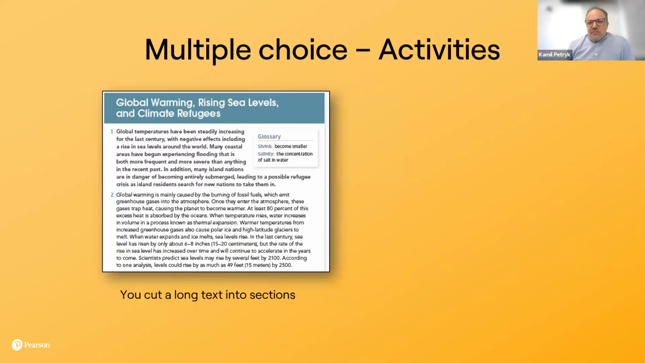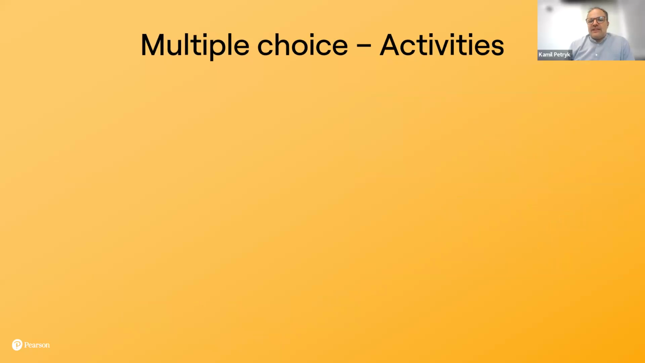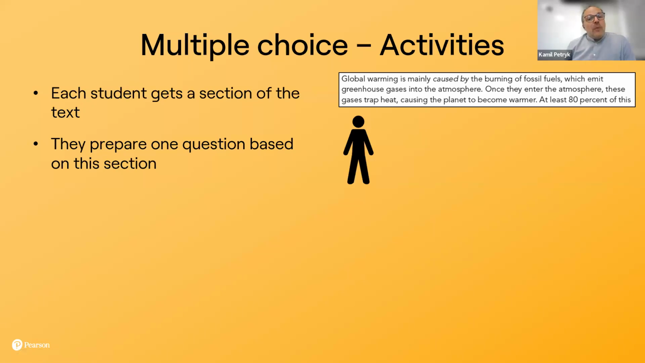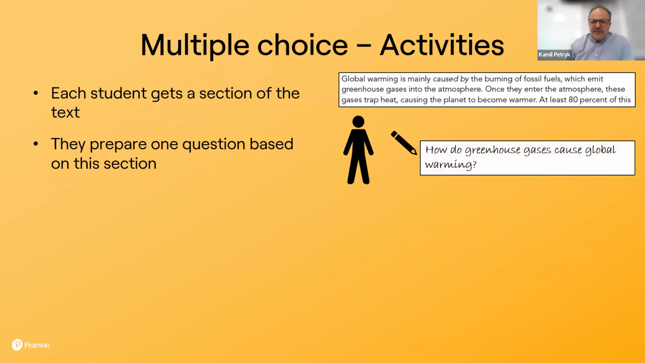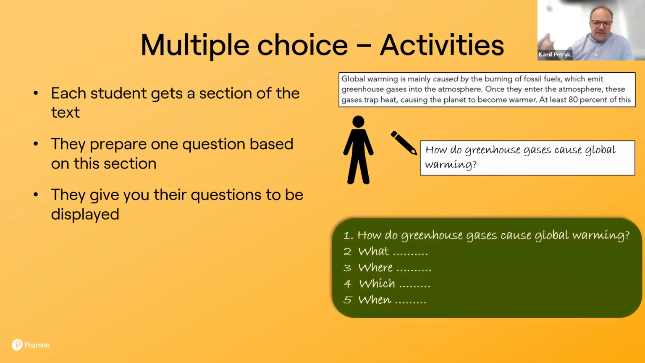Another activity, a little bit more competitive, I would say: you take a longer text, you cut it into sections, and each student gets a section of the text, and they prepare a question. So students become item writers. So again, we reverse the process of preparing the test. They start from preparing test items. So they prepare one question based on the section that they have. And you collect the questions and you put them on display, right? Your blackboard, whiteboard, or digital display.